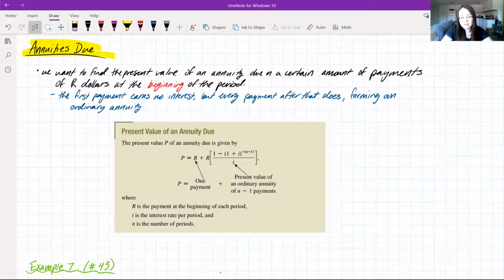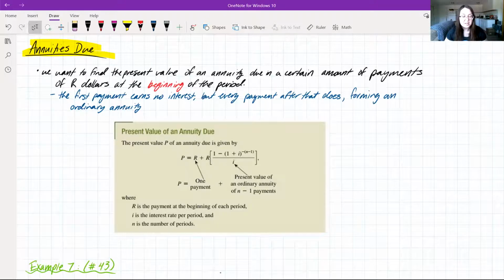So what we basically have to do is we have a very similar equation to the equations that we've been seeing. It's just that now we have our initial payment plus a similar version of the equation that we've been seeing. And then our n value is just going to be n minus 1 since that very first payment didn't earn interest.